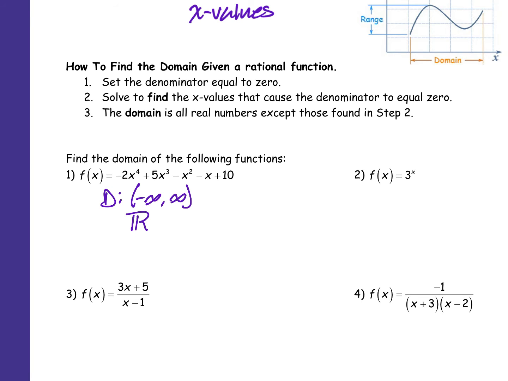It's a double R. Double capital R means all real numbers. So next year, if you guys are taking calculus, you may see it this way. You don't usually see it that way very often, but you may see it in calculus.